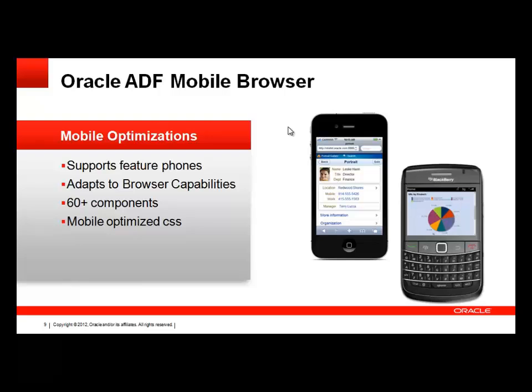This is a set of over 60 components that allow you to build your application using the same concepts of JSF development, along with a mobile optimized cascading style sheet that would give you more of a native look and feel for your web application when running on devices.